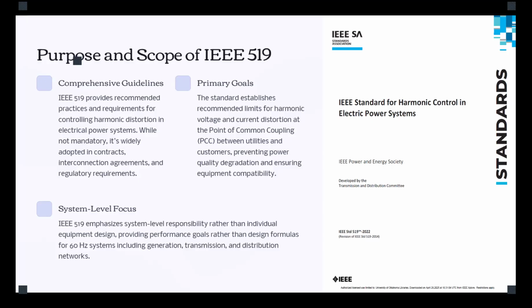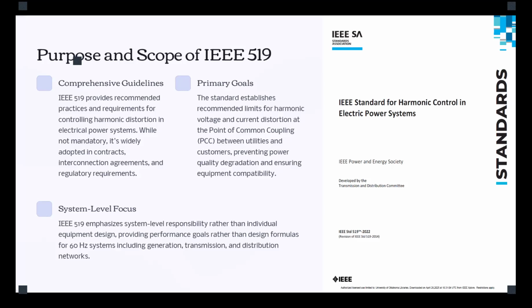Now, this standard basically aims to protect the entire power system. It's not just for one individual device. So instead of focusing on fixing each piece of equipment, this standard ensures that the whole system, from the generator to the transformers to the end users, all of them work well together without harmonic issues. It helps to make sure that the equipment from different sources can work together without causing any interference. So by keeping the harmonics under control, we can make sure that the sensitive machines don't fail or act in an unpredictable manner.